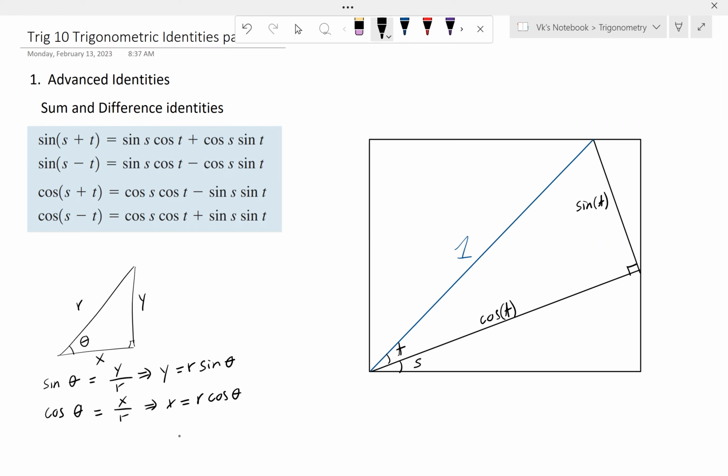Now we're going to take a look at the right triangle that is below. We see that adjacent is going to be the hypotenuse r multiplied by cosine s. So that is cosine t cosine s. The opposite is cosine t sine s.